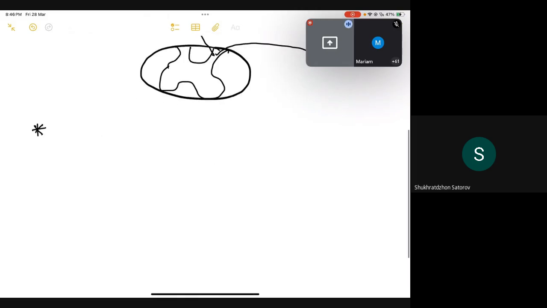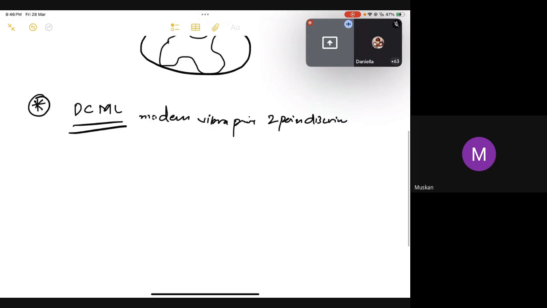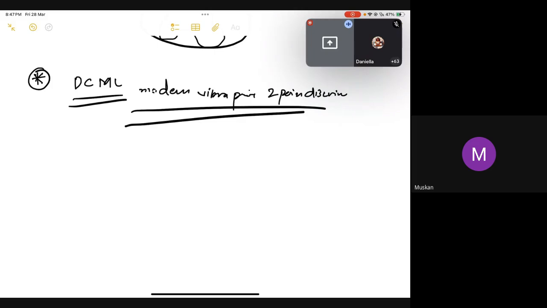So this was all about the spinothalamic tract. The next track we are going to discuss is the DCML, the dorsal column medial lemniscal system, right? Which kind of sensations are carried by this track, modern sensations or primitive sensations? Modern sensations. Can you name some of the modern sensations? Vibration, pressure, proprioception, two-point discrimination. Okay, perfect. These are the modern sensations carried by your DCML, right?